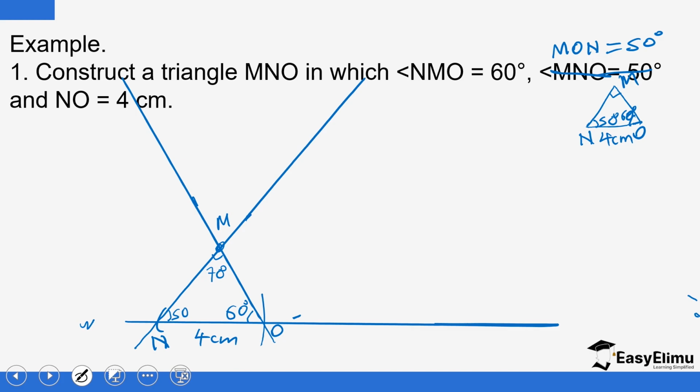Now, if you left this to be MNO the way it was, then this is how the sketch would look like. So this will be 4 centimeters. This will still be NO. Then this will be 50 degrees. And this is M. And then this is given as 60 degrees. So then it will mean that you'll have to find this because now you need this. So this will be 70 degrees. So instead of measuring 60 here, you'll measure 70 degrees. You'll still be able to construct it.